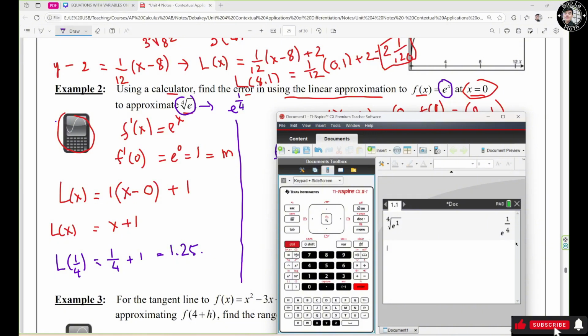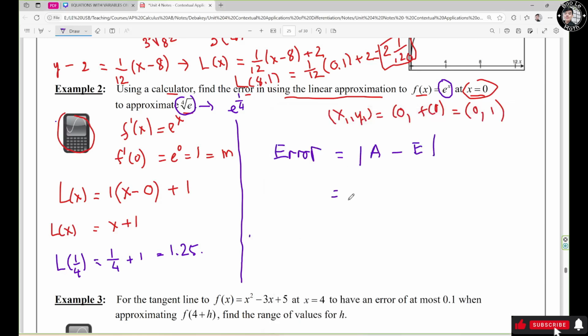So you need to convert this one to decimal. Hit menu, number 2, number 1, right? Hit enter. The answer is right here. And then you take this one, you subtract 1.25, right? And hit enter. The answer is 0.034, right?